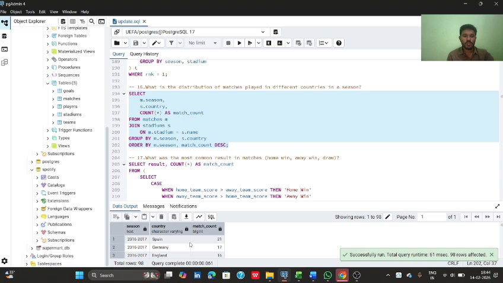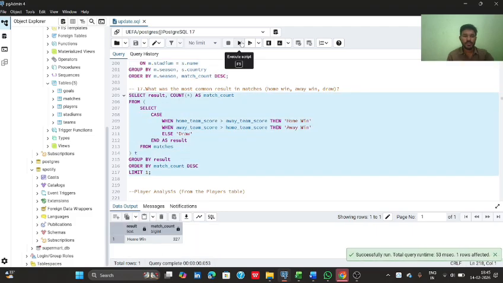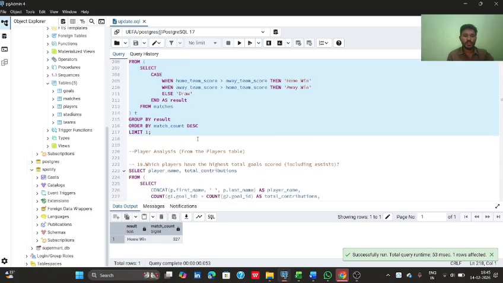Next one is what is the distribution of matches played in different countries in a season. It will show Spain, Germany, England match count. Next one is what is the most common result: home win, away win, or draw. Here it is showing home win 327 among three.